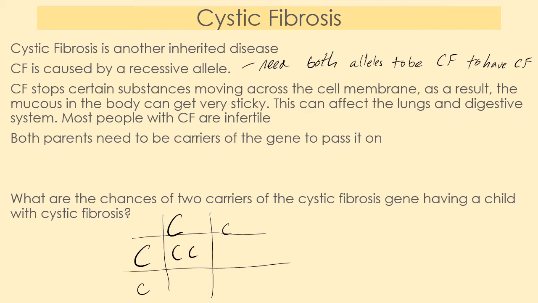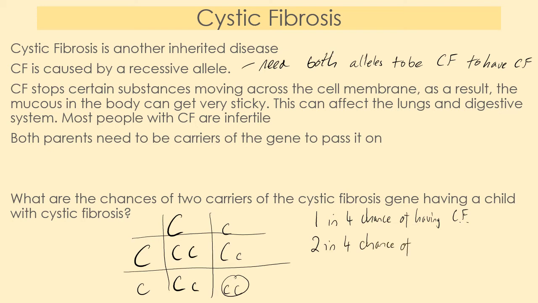So we have a big C and a big C. This one here, not even a carrier. Big C, little c, big C, little c, and little c and little c. And we can now see what happens. We've got a 1 in 4 chance of having CF, abbreviating cystic fibrosis to CF. We've got a 2 in 4, or 50%, chance of being a carrier. And a 1 in 4 chance of no CF gene.